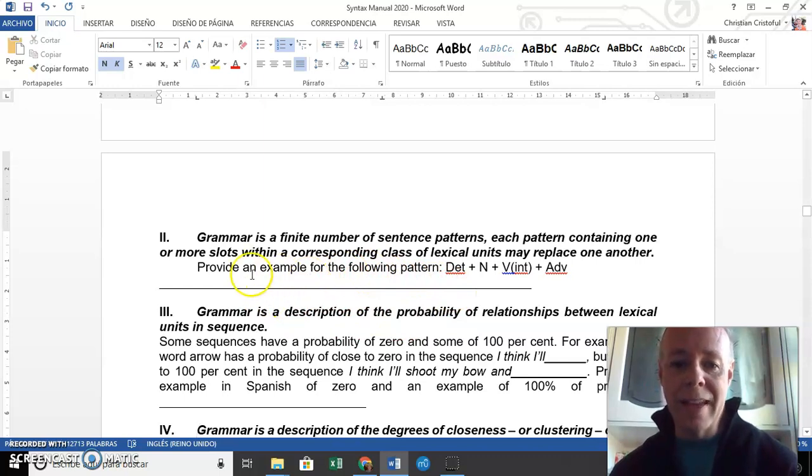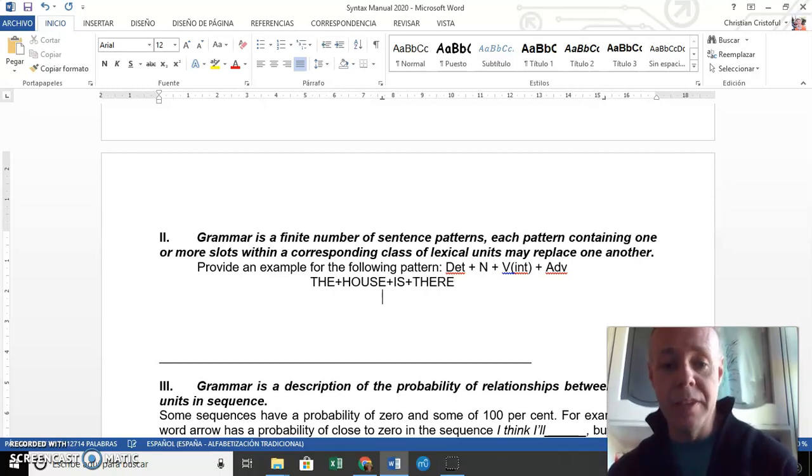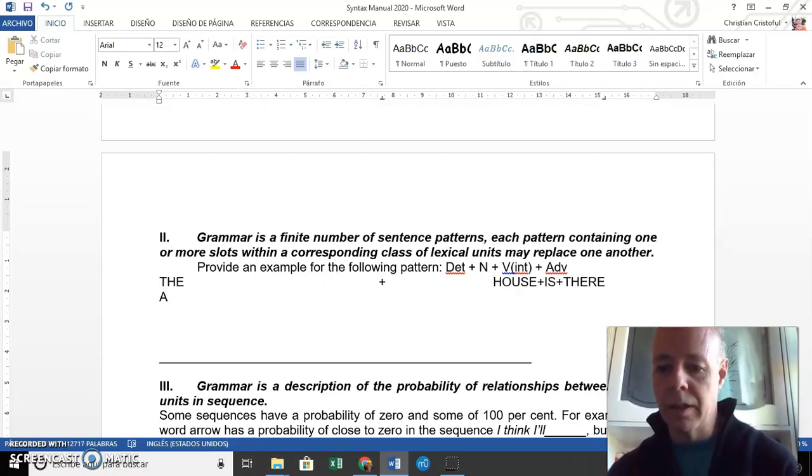So, notice that a pattern is something that keeps repeating. For example, this pattern. Determiner, the, plus noun, house, plus verb is, plus adverb, there. I can repeat the pattern by writing instead of determiner, instead of the, I will write a. Let me fix this. That's too much. Okay, leave it like that.